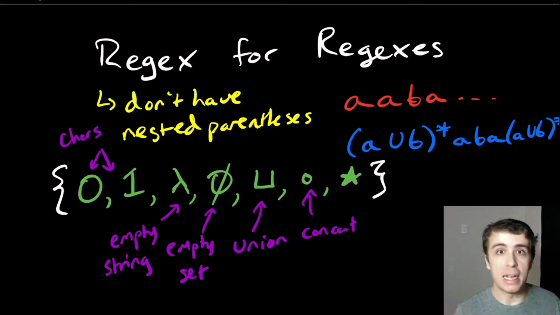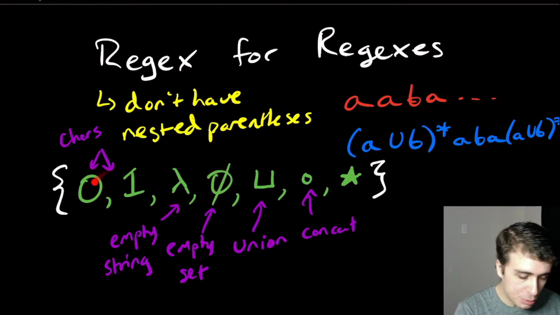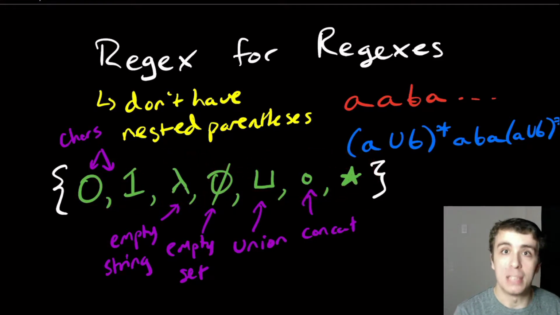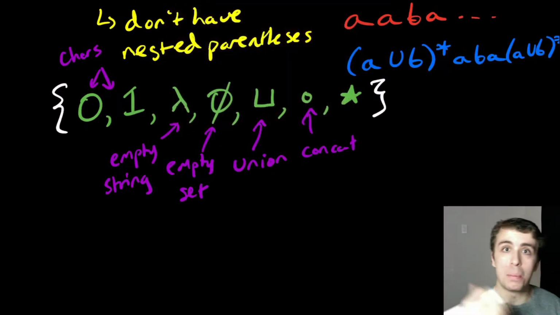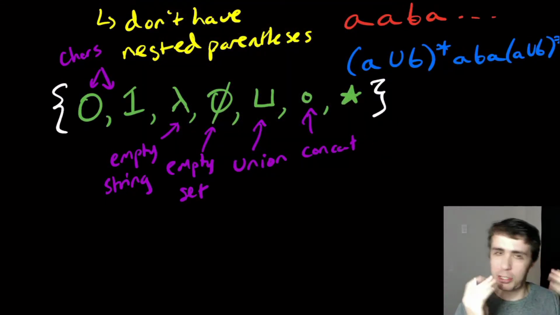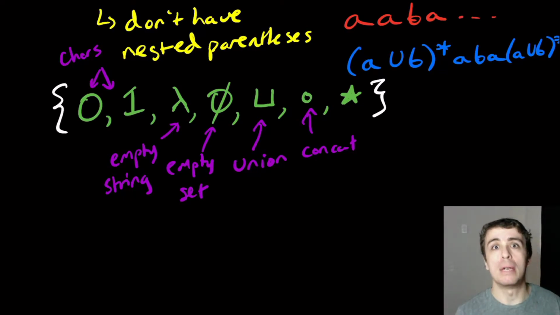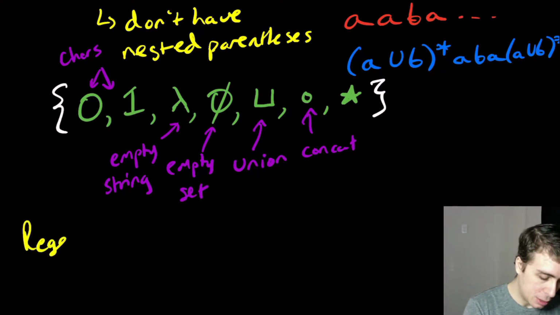Okay, so these are the only operations that we need, because we can define any regex in terms of either the base cases, which are right here, or the three inductive cases. The way that we're going to do this is we're going to build it up one level at a time. So let's just start as easy as possible. How do we make a regex for the base cases?